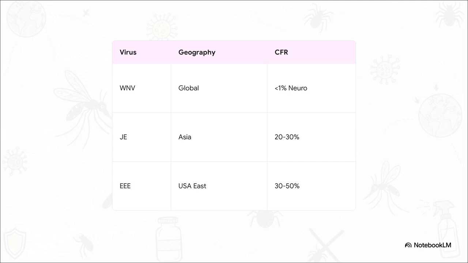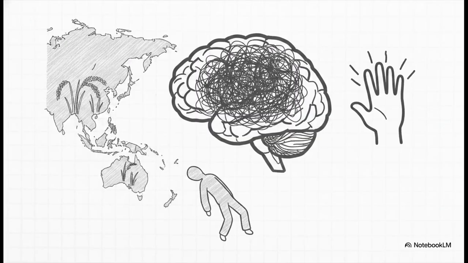But then you have eastern equine encephalitis on the U.S. East Coast. That carries a staggering 30 to 50% case fatality rate, which is the highest in the U.S. And over in the Asia-Pacific region, we have Japanese encephalitis, carrying a 20 to 30% fatality rate for hospitalized patients. Drilling down into Japanese encephalitis, or JE, for a second, it's actually the most common viral encephalitis in Asia. With roughly 68,000 cases annually, it's a massive burden.